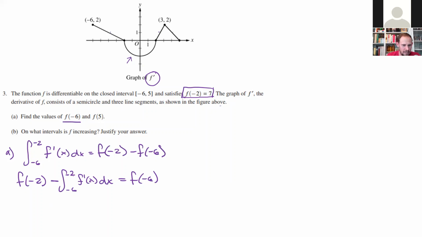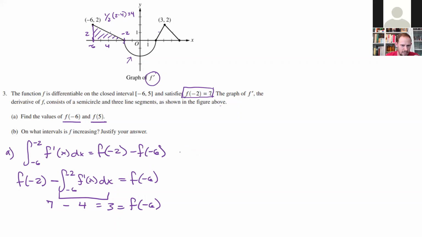All right, so now to integrate from -6 to -2, so -6 is right here, -2 is right there. That's just the area of this little triangle here. So this is 1, 2, 3, 4 by 2. So this is 1/2 times 2 times 4, which is 4. So this thing is just 4. F of -2, they said, was 7. 3 ends up being f of negative 6. Neat trick, huh? Next one, we want to do f of 5.